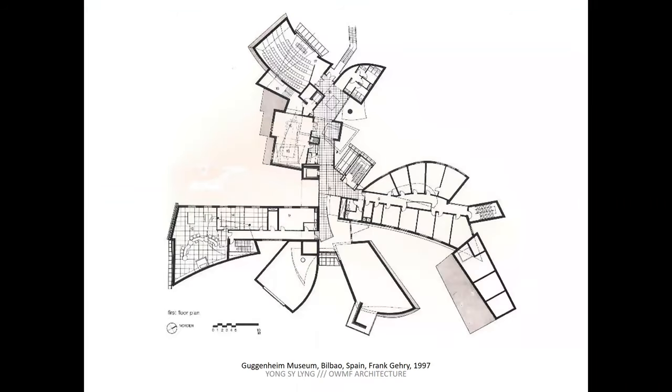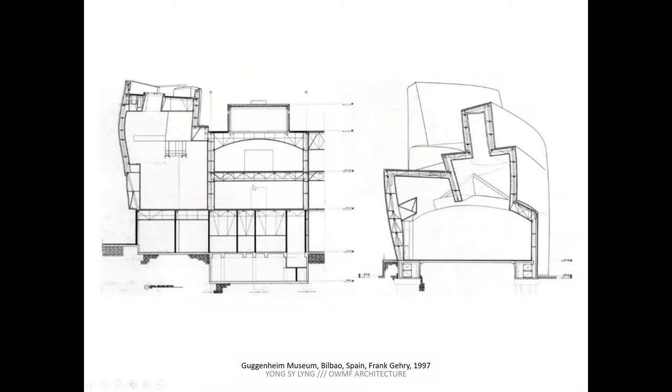If you look at the plan by Gehry of the Bilbao Museum, you can see that a lot of the curves are happening around the facade area. On the inside, it's just subdivision, so you still get all these Cartesian orthogonal rooms. If you look at the section, you can see that they are still stacked up like the Domino house.